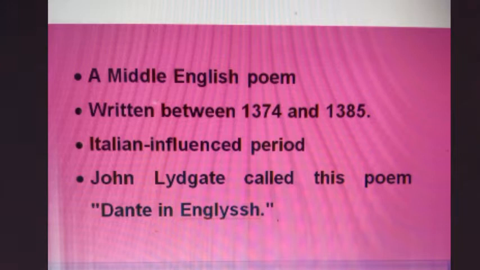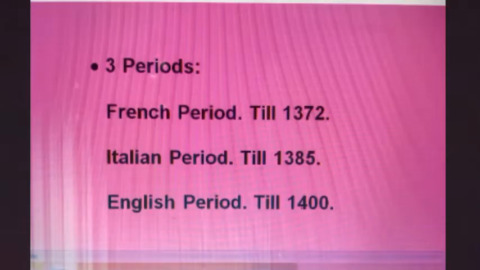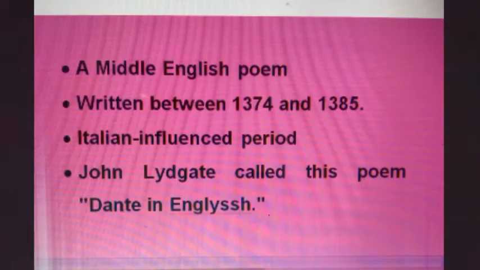We had divided Chaucer's literary career into three periods: French period, Italian period, and English period. So this poem, that is The House of Fame, belongs to his compositions of the Italian period.